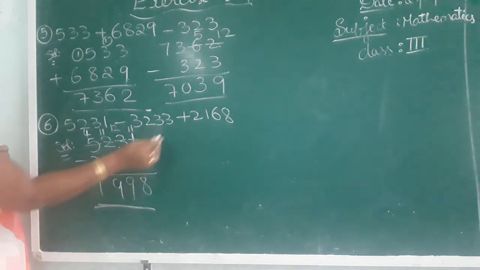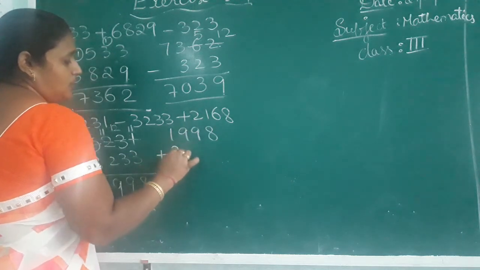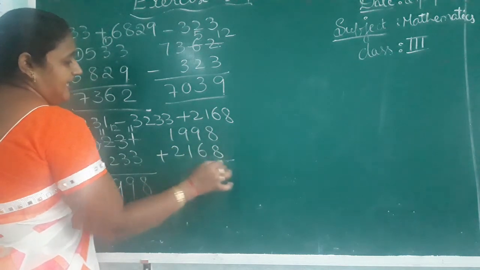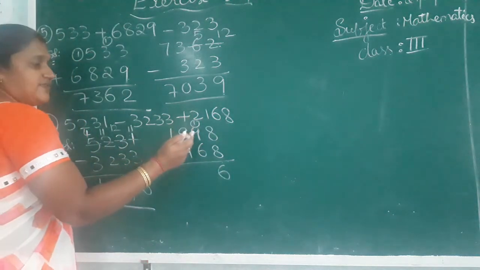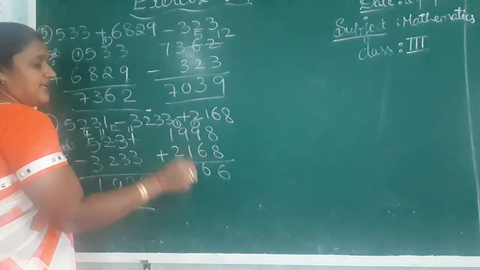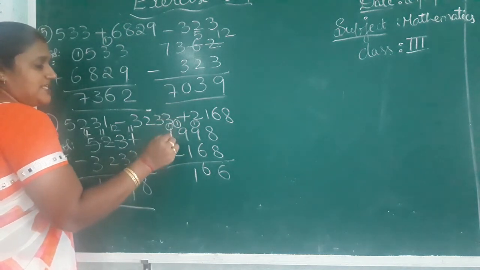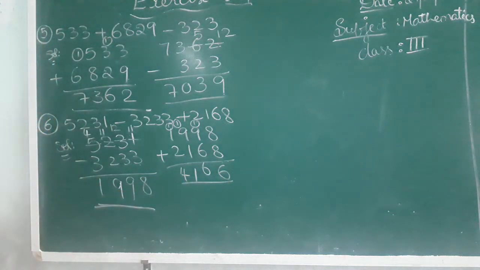This number is added to this number. 1,998 plus 2,168. 8 plus 8, 16. Next 9 plus 1, 10. 10 plus 6, 16. 9 plus 1, 10. 10 plus 1, 11. 1 plus 1, 2, 2 plus 2, 4. 4,166. See the next one.